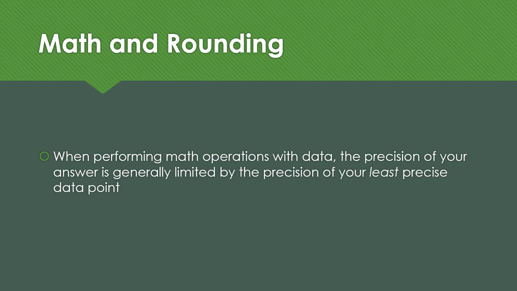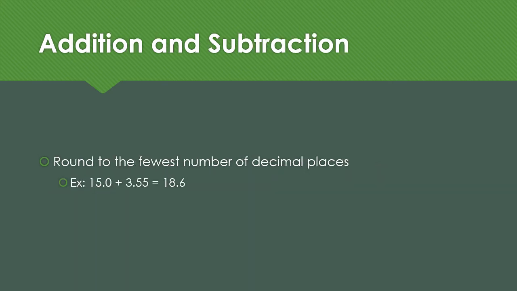How this rule applies depends on the math operation involved. So let's look at our 2 main groups. For addition and subtraction, you should round to the fewest number of decimal places present. So for example, if I add 15.0 plus 3.55, ordinarily without rounding, I would have 18.55, but I can only keep 1 decimal place. So that 0.55 rounds to 0.6. So the answer for 15.0 plus 3.55 is 18.6.